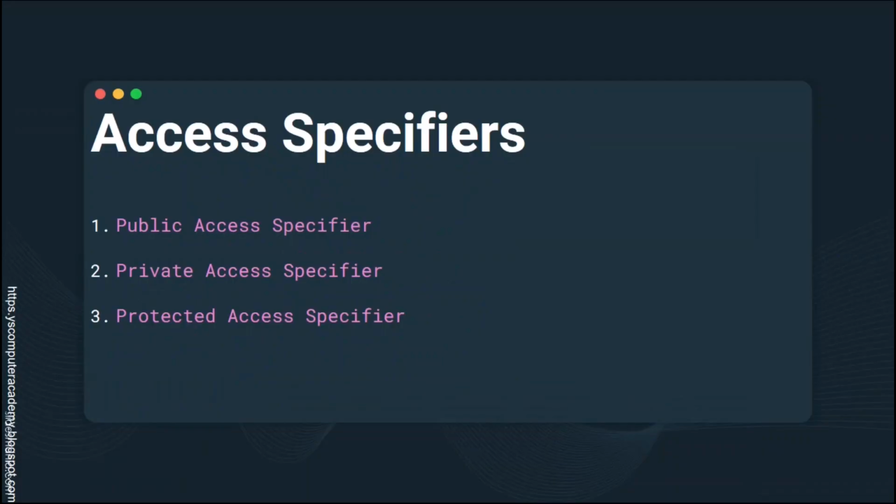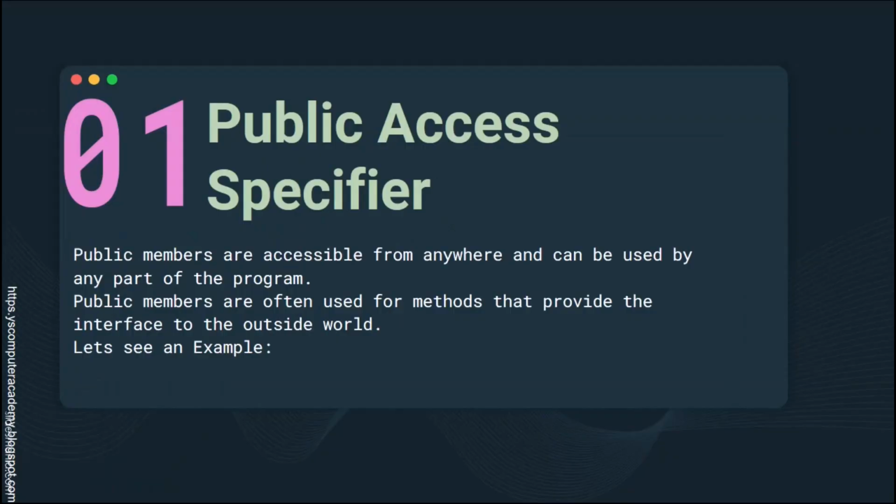C++ provides mechanisms to implement encapsulation, namely, access specifiers and getters, setters. Access specifiers, such as public, private, and protected, define the visibility of class members. Let's see how each of these specifiers works. Public members are accessible from anywhere and can be used by any part of the program.